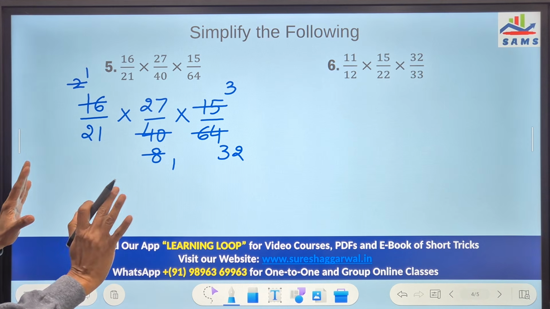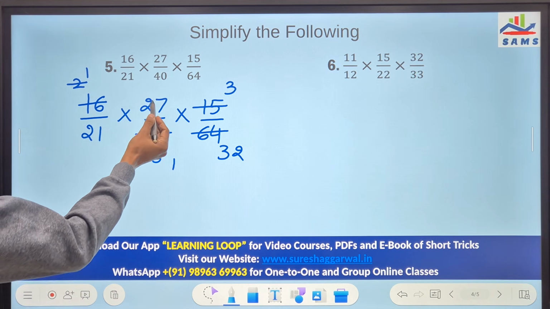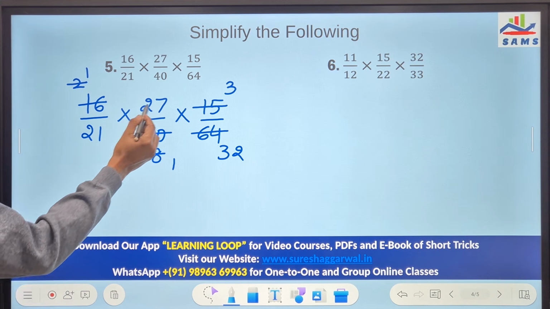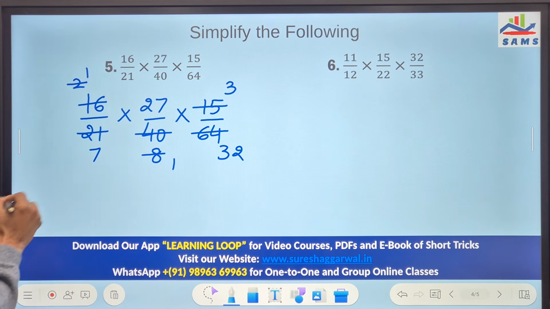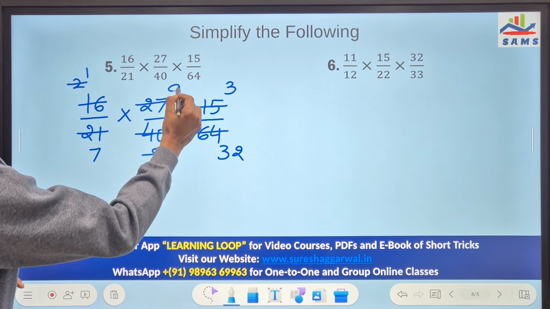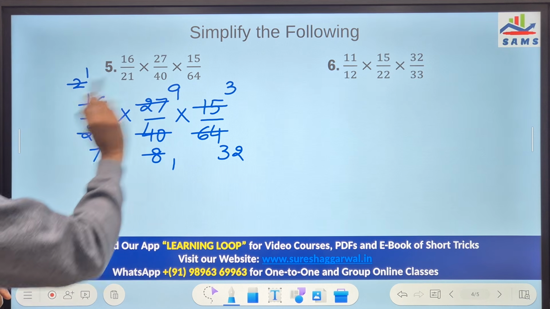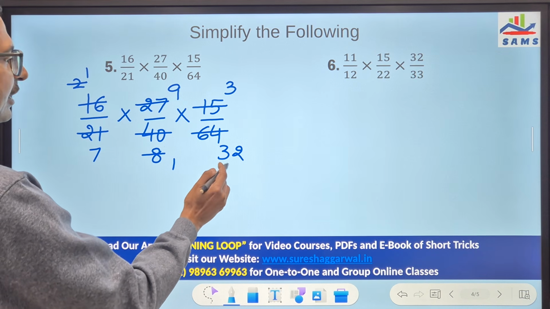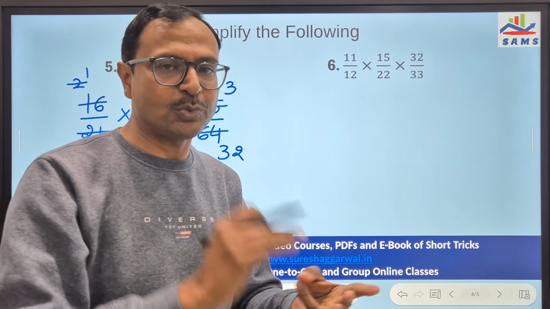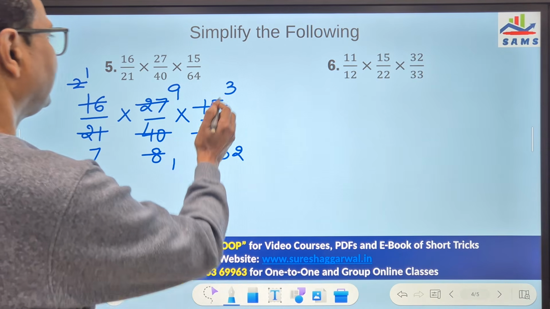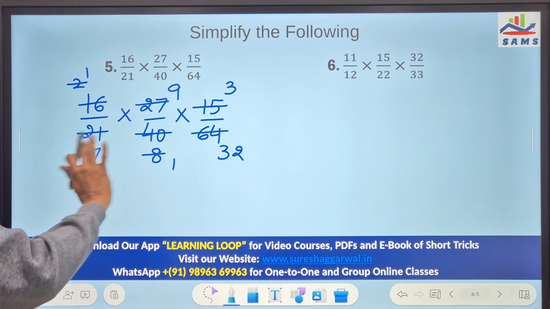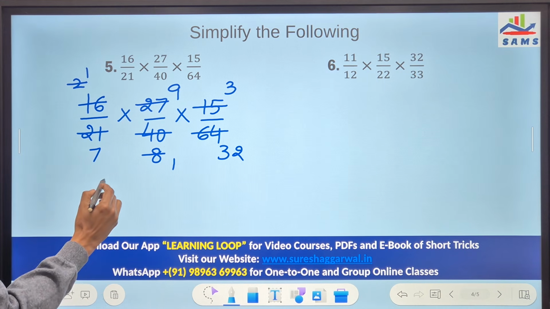Now having done this much, we are still having 27 and 21 untouched. So I think there is a common factor 3 between them. So 3 times 7 is 21 and 3 times 9 is 27. 32 has only 2 as a factor because 32 is 2 times 2 times 2 times 2 times 2. So there is no 2 in the numerator and 7 is a prime number and therefore I don't think there are any more common factors.